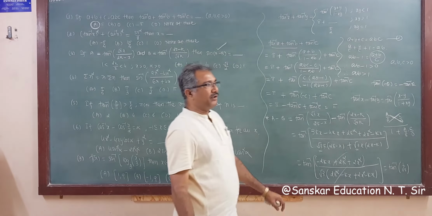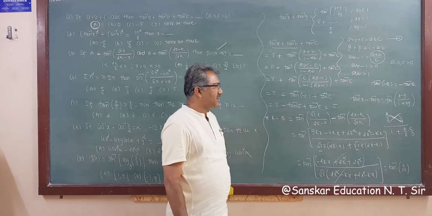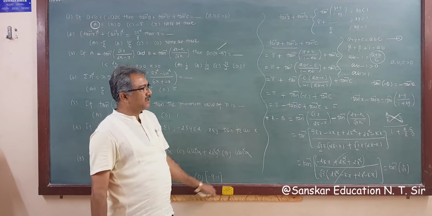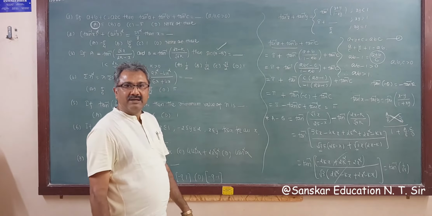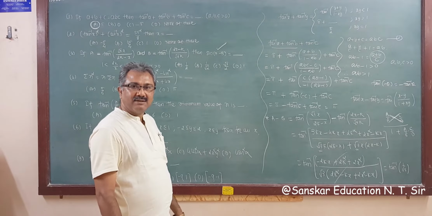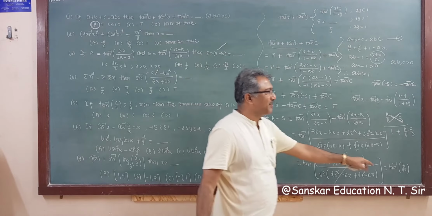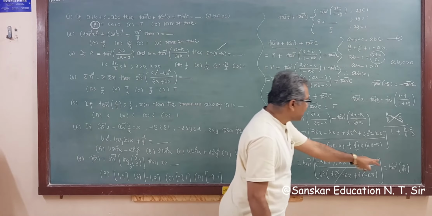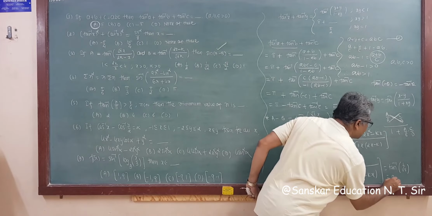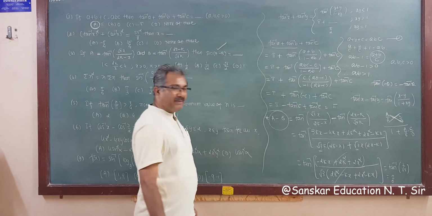And 1 upon root 3 for tan inverse. What is the answer? Tan inverse 1 upon root 3 is pi by 3 or pi by 6? You know, 1 upon root 3 is for pi by 6. So the answer is pi by 6. That means A minus B is pi by 6.